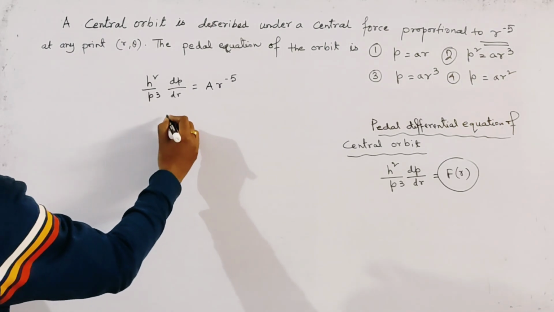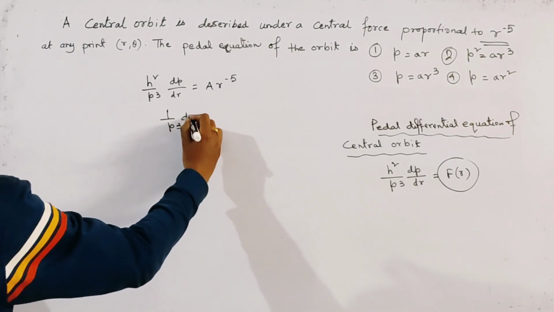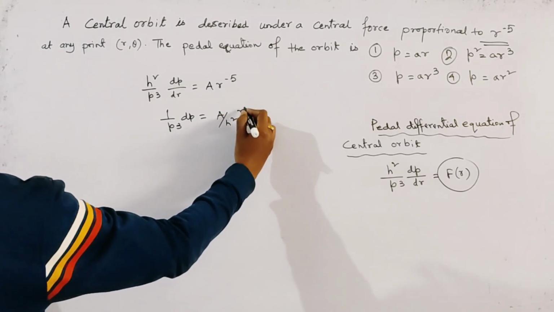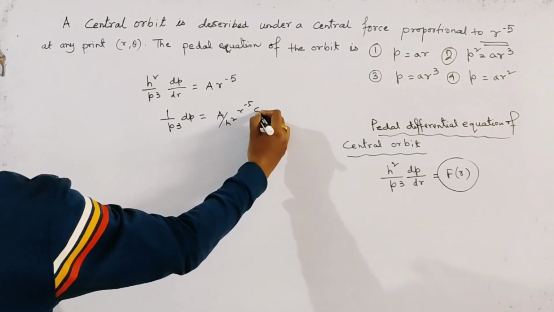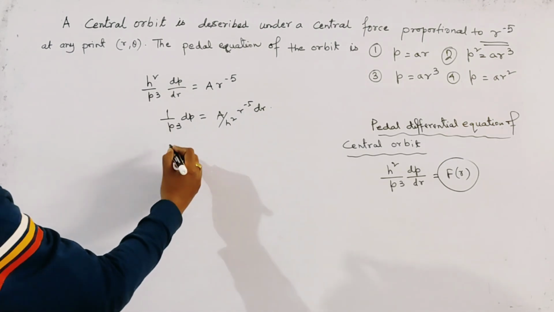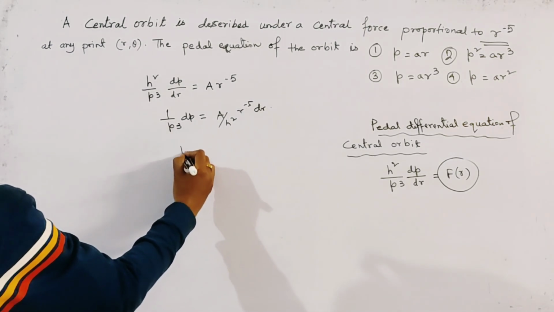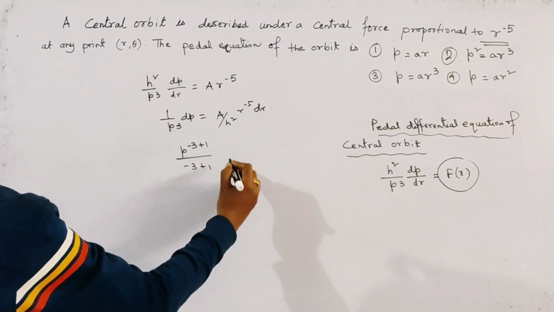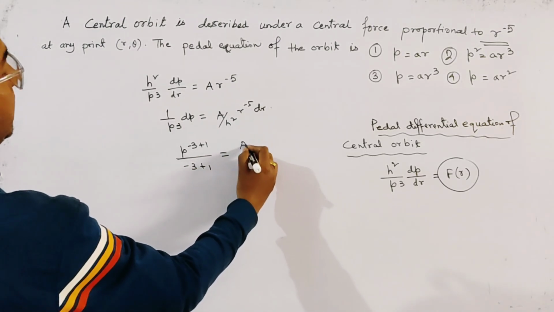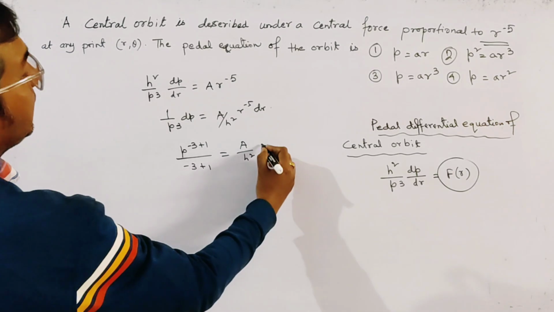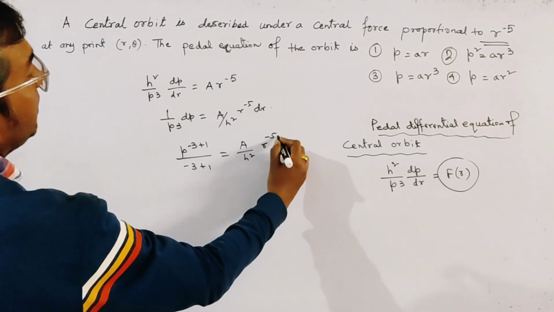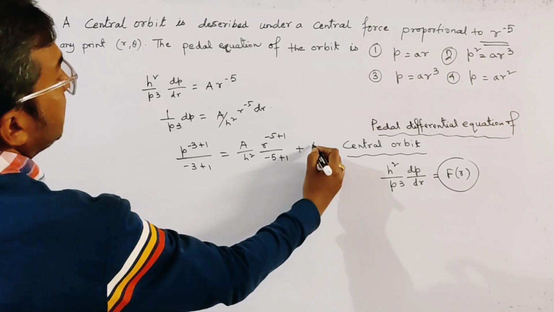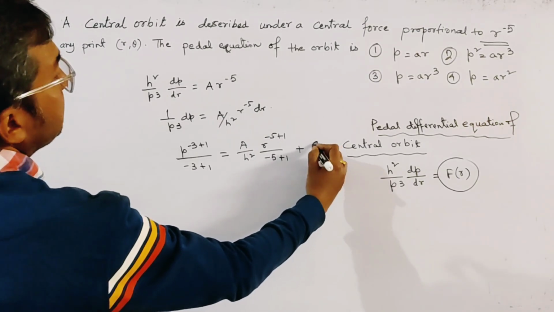And now we write 1 by p cube into dp. This is equal to A by h square r to the power minus 5 into dr. Now integrating, we get the result as p to the power minus 3 plus 1 by minus 3 plus 1, and from the right side we get A by h square into r to the power minus 5 plus 1 by minus 5 plus 1 plus another constant which is taken to be c.